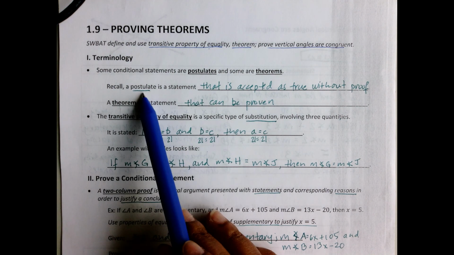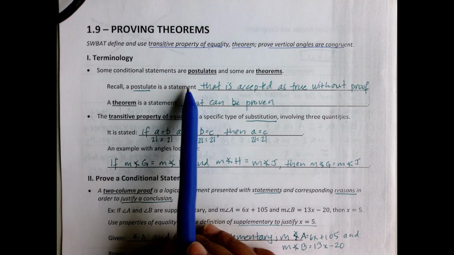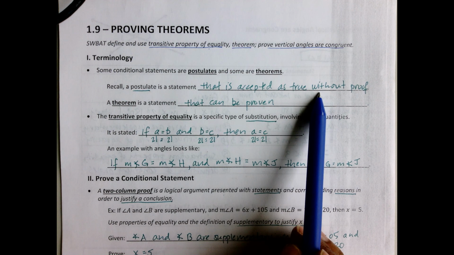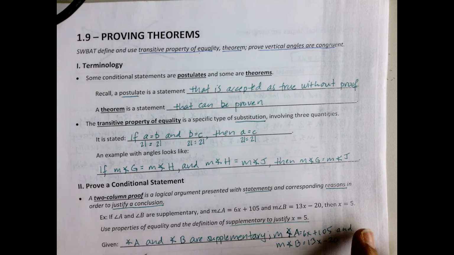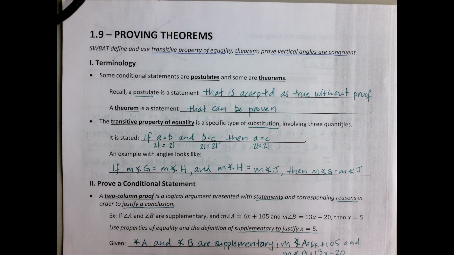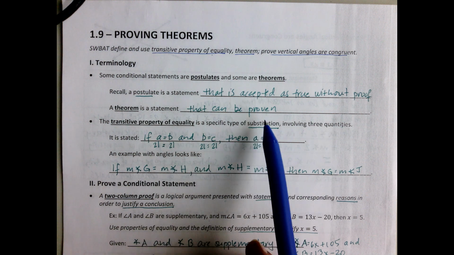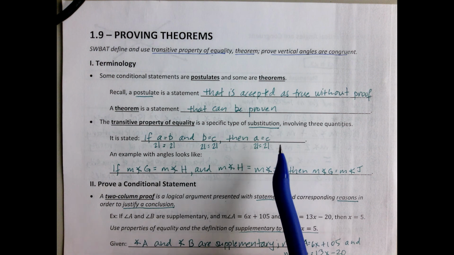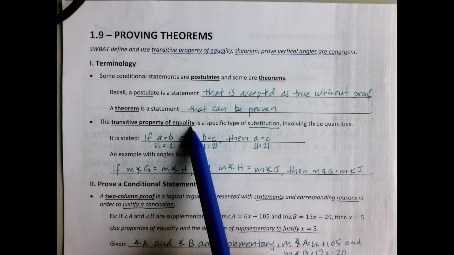As you recall in a previous unit, like the segment addition postulate, a postulate is a statement that is accepted as true without any proof. But a theorem is a statement that can, in fact, be proven, just like the Pythagorean theorem. You can prove the Pythagorean theorem, but the segment addition postulate, although you can prove it, is just accepted as true without proof.